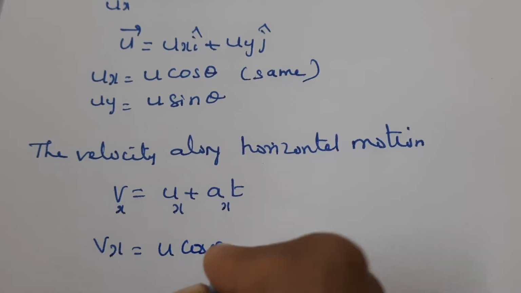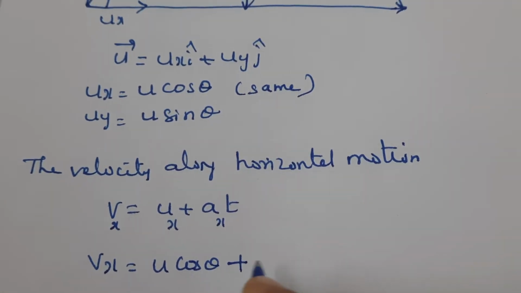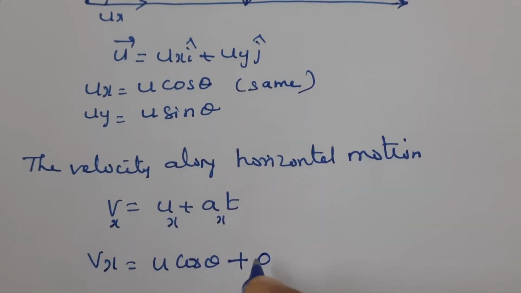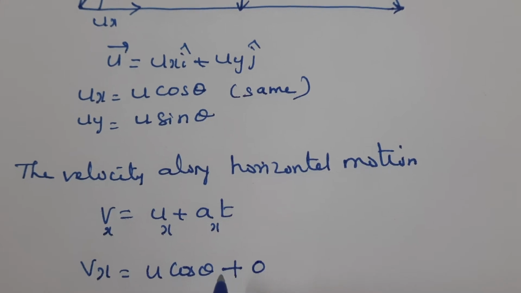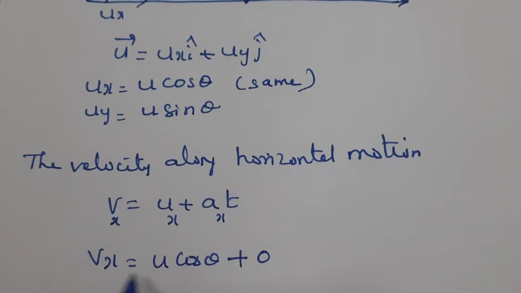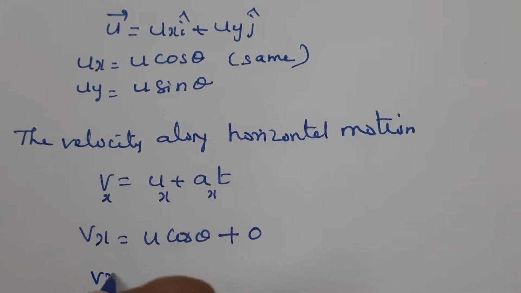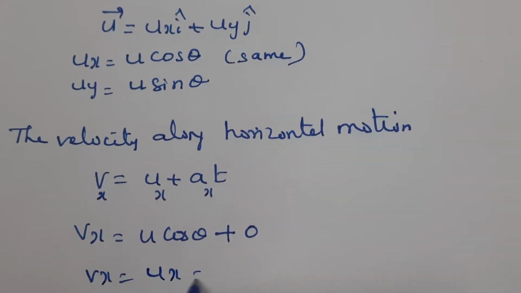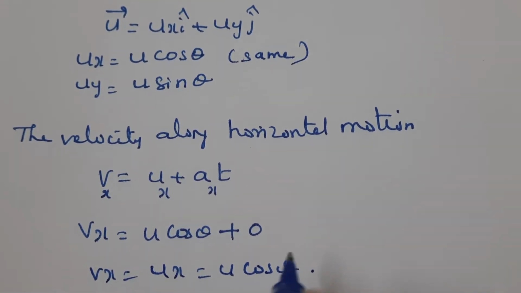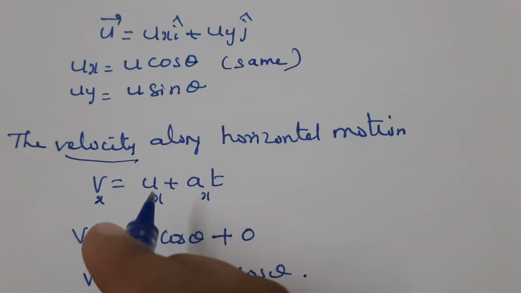u cos theta plus what is ax? I said there is no acceleration along the x direction. So ax is equal to 0. So we can write vx is equal to ux, that is equal to u cos theta. So vx is equal to ux, that is equal to u cos theta. This is the velocity. Now what is the horizontal distance?